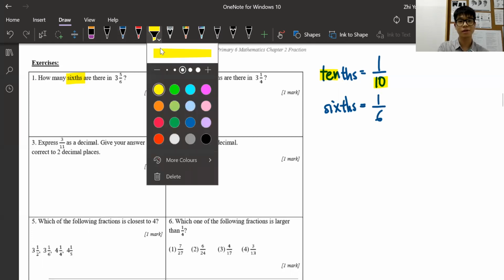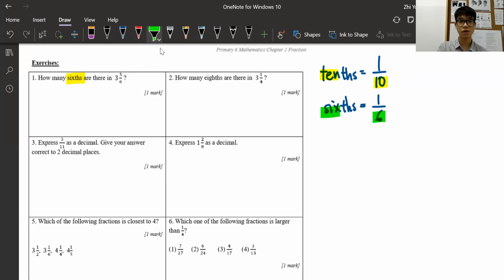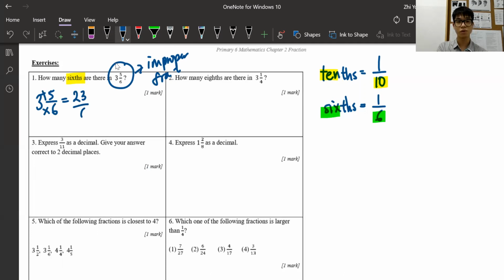Okay, and the same case here, this is 6, and this is 6. Okay, so when the question is asking how many sixths are there in 3 and 5 over 6, what you need to do is convert this to an improper fraction. Okay, so in this case, 6 times 3, 18, 18 plus 5, 23, right? So 23 over 6. And just to make it more understandable for you, actually 23 over 6 is the same thing as 23 times 1 over 6. So if they are asking how many 1 over 6 are there, then your answer for sure is that there are 23 of 1 over 6. And the answer is 23.